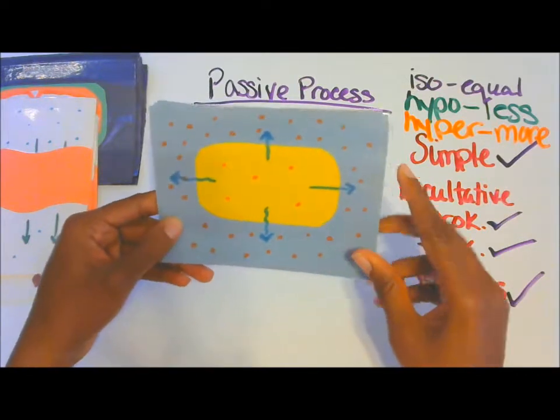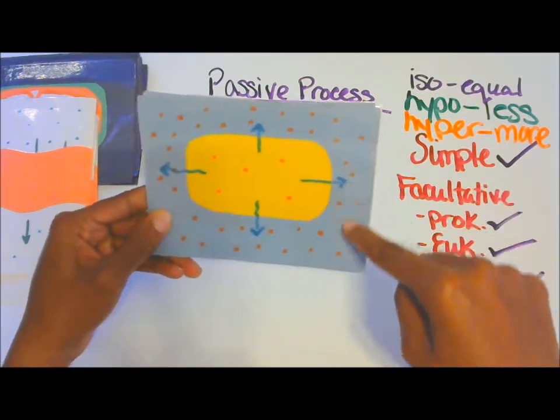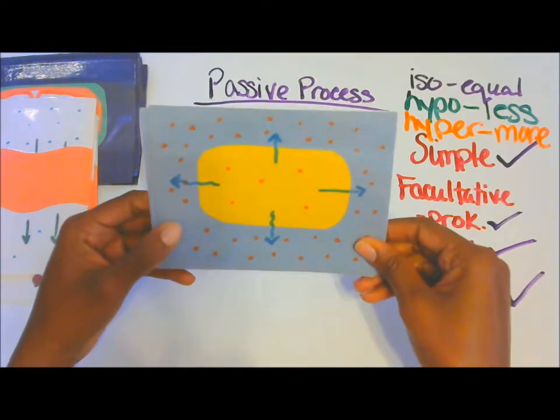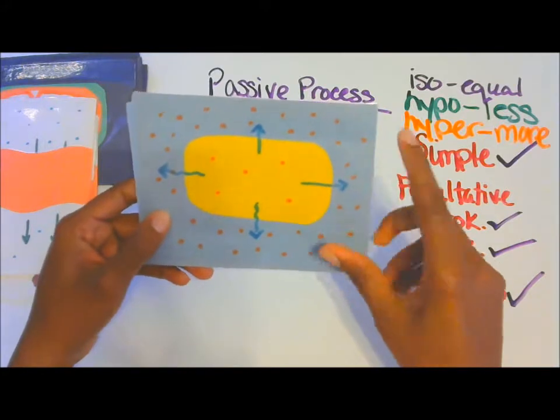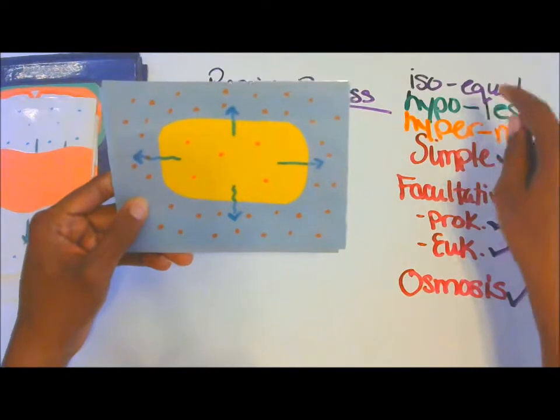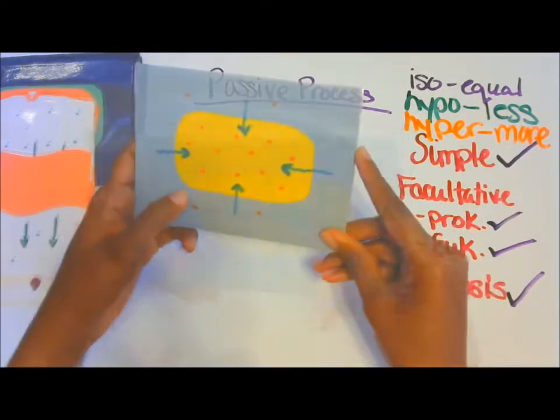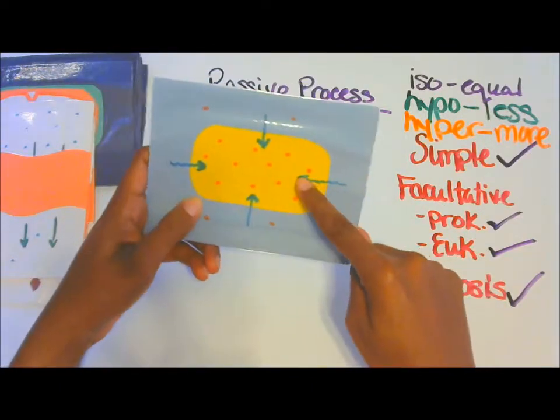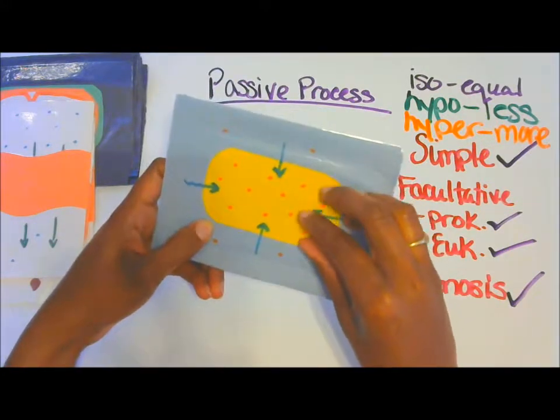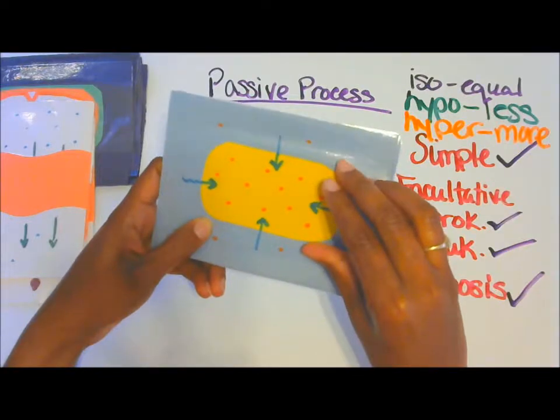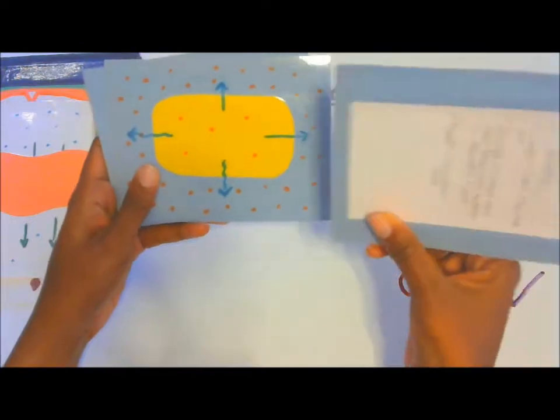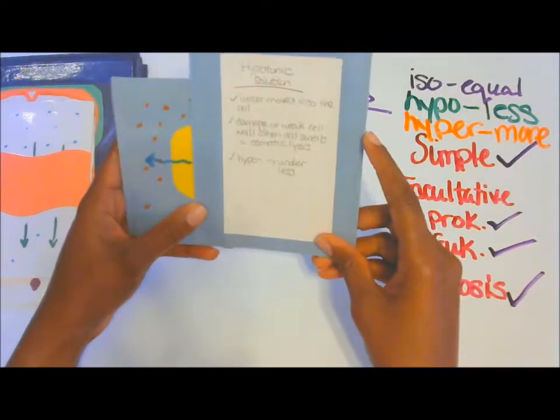Here you see a lot of molecules in the environment. There's water moving outside of the cell. You think of a lot of molecules, more in the environment, hypertonic. So we have water going inside of the cell. When water is going inside of the cell, it is going to swell. So you have osmosis here in hypotonic.